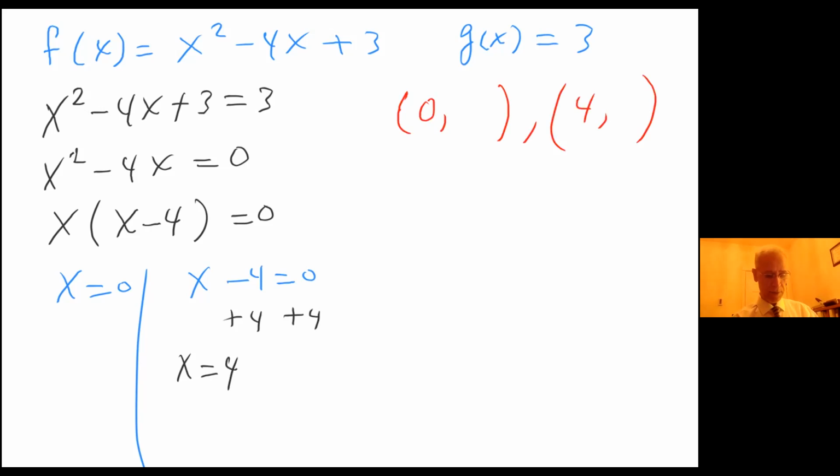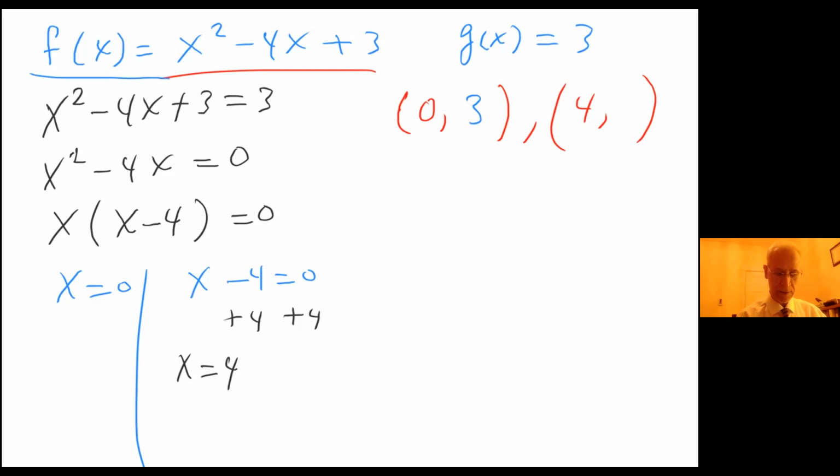The other point is 4, comma something. Okay, so notice that now I can plug in the 0. If I plug the 0 into f of x, 0 minus 0 plus 3 just gives me a 3 in here. And if I plug a 4 into f of x, I get 4 squared is 16, minus 4 times 4 is 16, so that gives me 16 minus 16 is 0. So I have another 3.